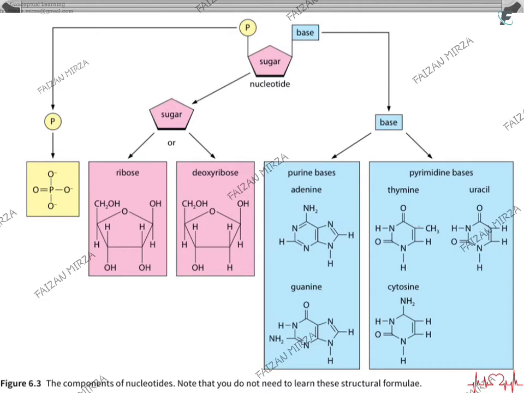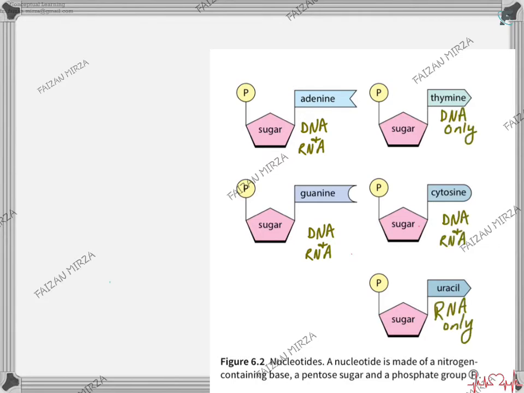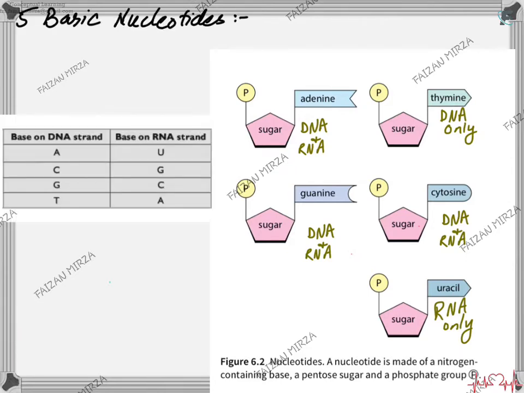This is how a nucleotide basically is. You can see that these are the bases. The purine bases are double ring, and the pyrimidine bases are single ring structures. This structure is of a polynucleotide, made of single nucleotides. What is common in DNA and RNA are three bases: guanine, cytosine, and adenine. These three are common in DNA and RNA, whereas thymine is present in DNA only, and uracil is present in RNA only. These are the 5 basic bases, based on whether they are present in DNA or RNA.